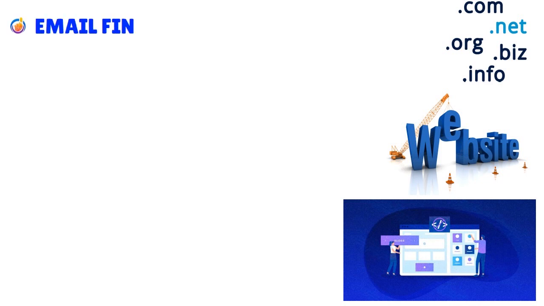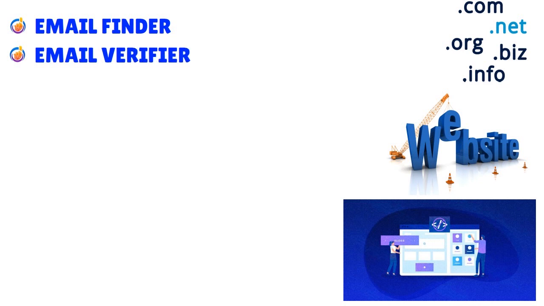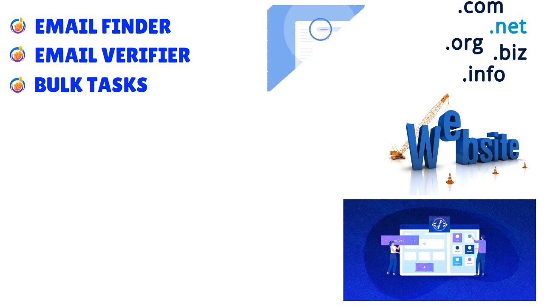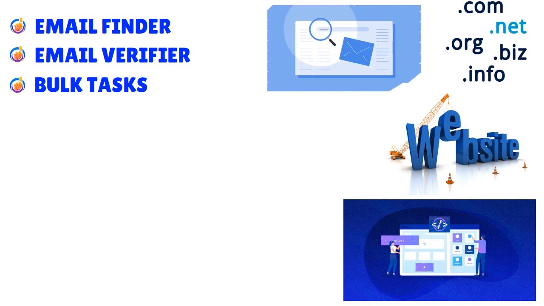So you have the email finder, the email verifier, and also bulk tasks, depending upon your activities. Email finder is another nifty tool that Hunter.io offers, allowing you to find a specific person's email at a company. To access the tool, simply click on the Finder button at the top menu.